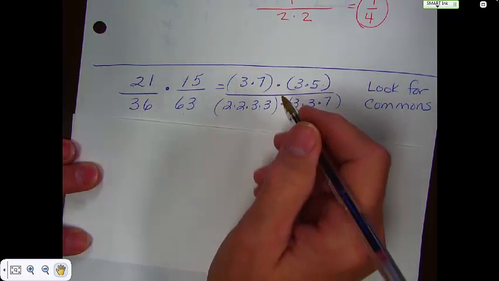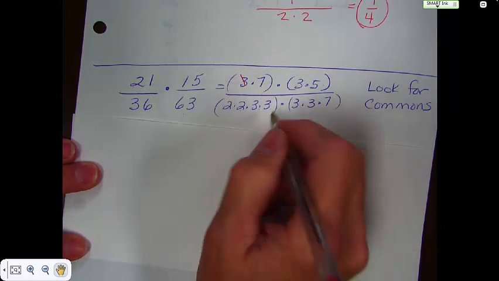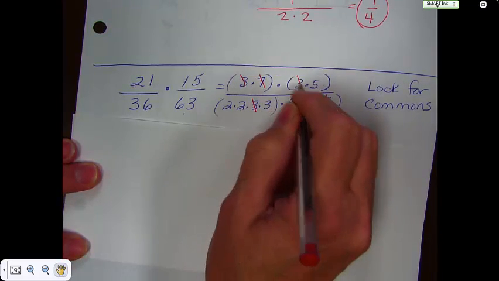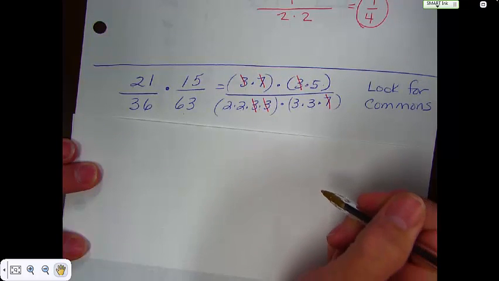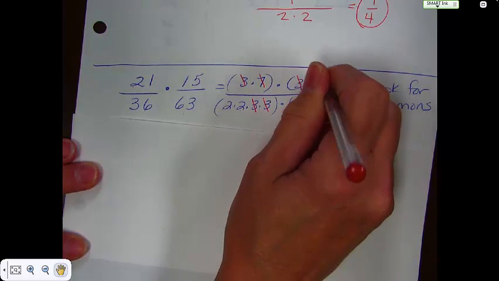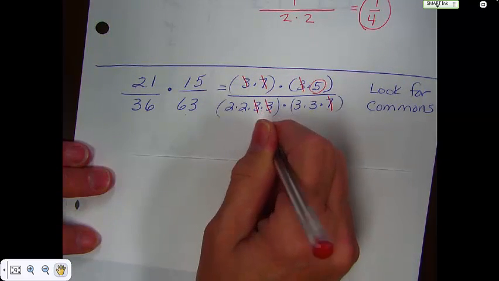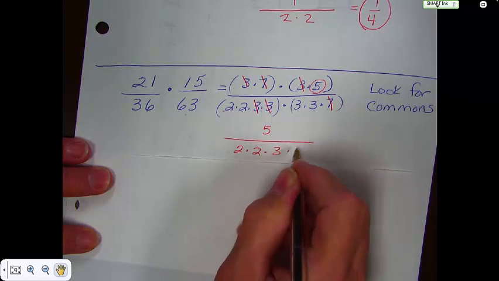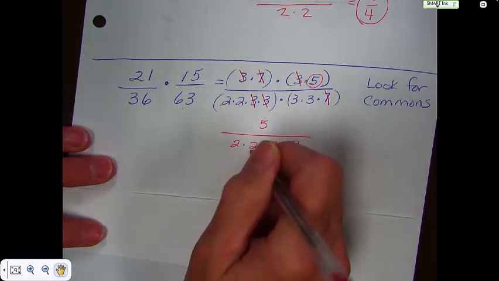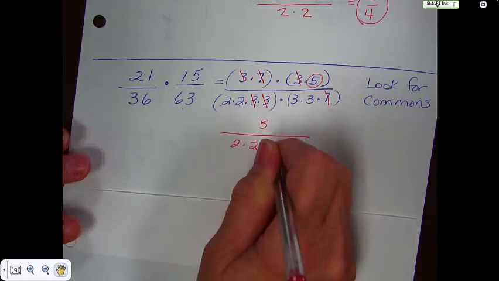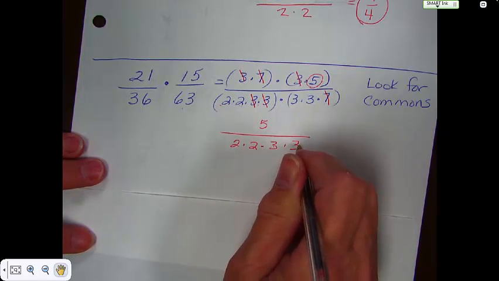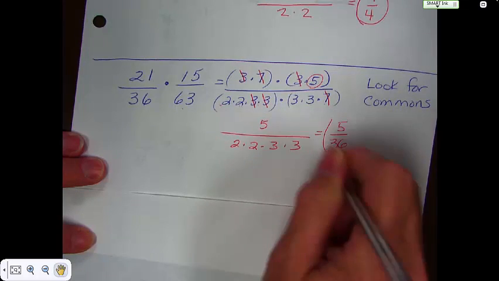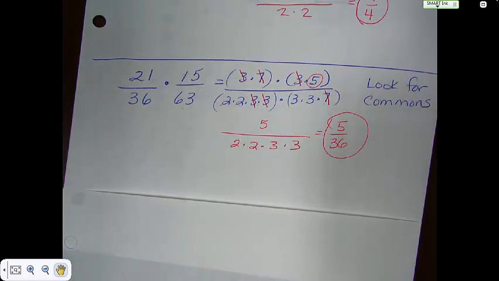Again, we look for commons. Let's see. We got a 3 on the top, 3 on the bottom. We got a 7 on the top and a 7 on the bottom. We got a 3 on the top and another 3 on the bottom. No 5's except on the top. So we got a 5 here. So 5 goes on the top. We have 2 times 2 times 3 times 3. Okay, 2 times 2 is 4. Times 3 is 12. 12 times 3 is 36. So 5 over 36, and that is the answer. Wow, that's kind of nice.